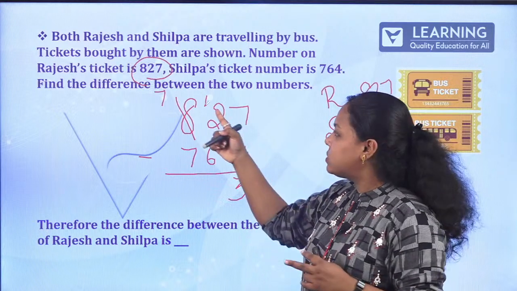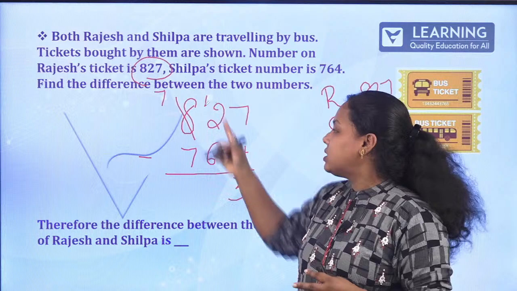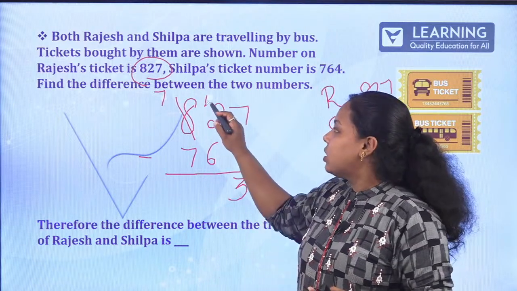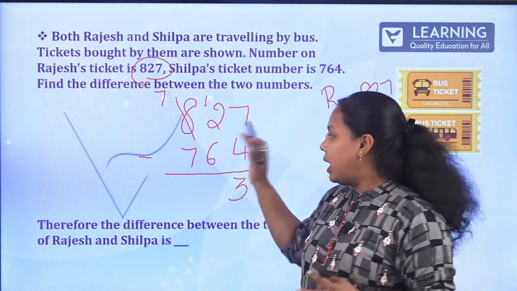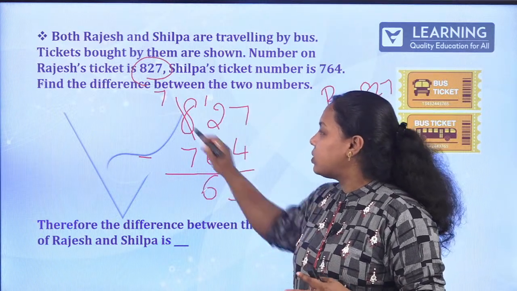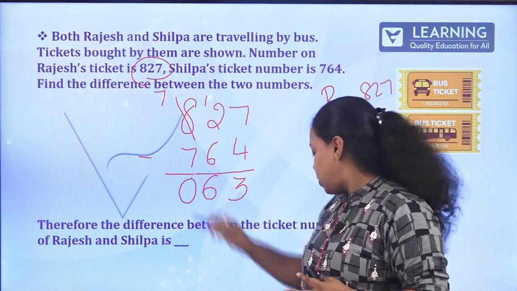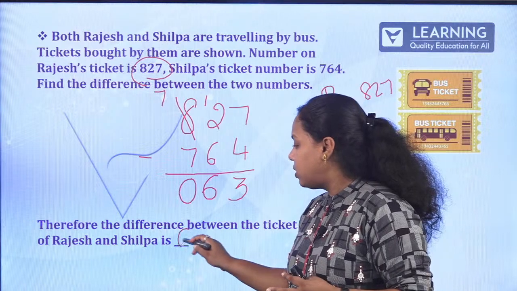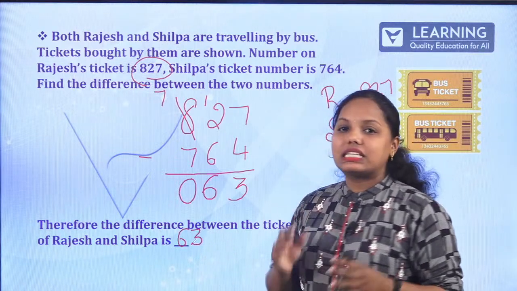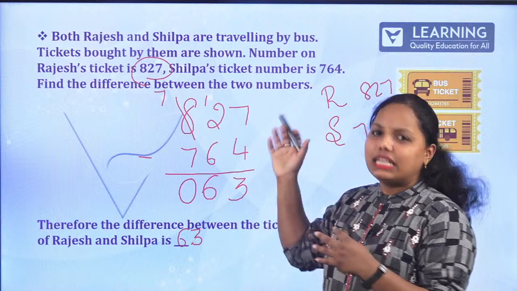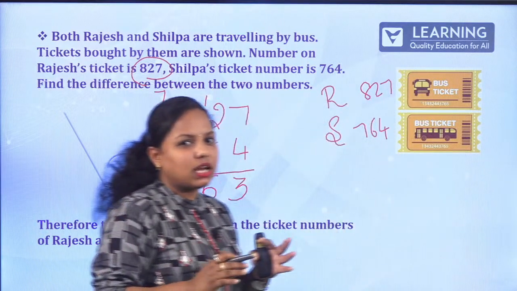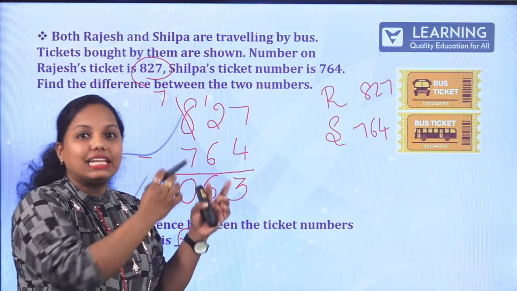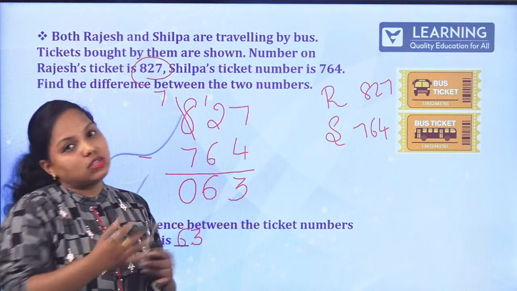Many students make this mistake. As soon as they take 1 over there, they subtract 1 minus 6. No, it is impossible. You can't do that. So it is 1, 2, 12. So 12 minus 6 will give me 6 itself. 7 minus 7 will give me 0 itself. So that is nothing but 63. So 63 is the difference between those two tickets. I hope you are understanding. So now just remember subtraction: if you are not able to subtract, take from the next place value.